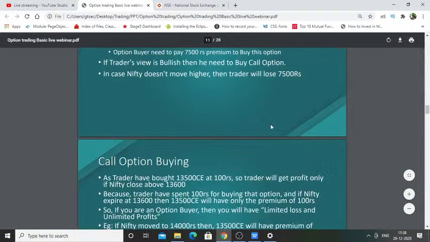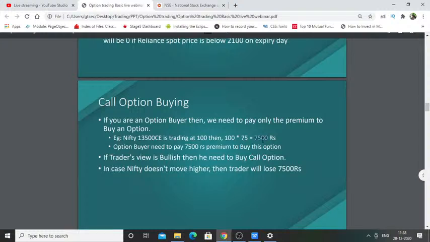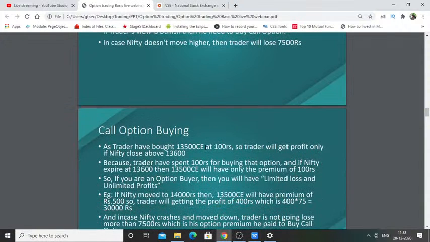And the margin requirement will also be the same. He only pays the 7,500, and if something bad happens, he is going to lose this entire 7,500 only, and not more than that. As a trader he bought 13,500 at 100 rupees, so the trader will get a profit only if Nifty closes above 13,600, because he has already paid 100 rupees as an initial payment.